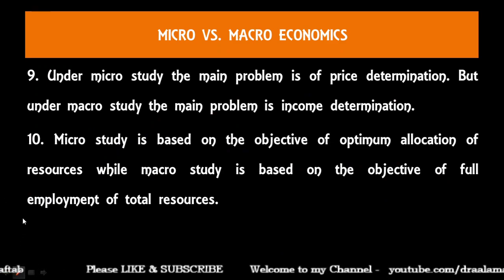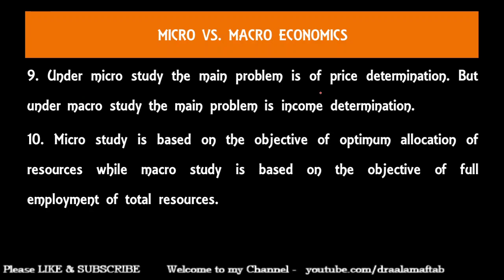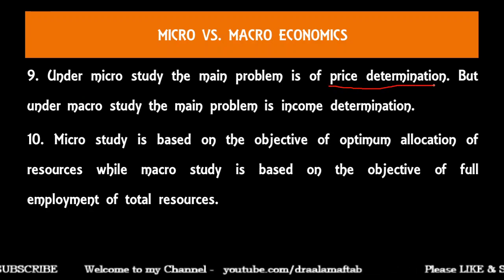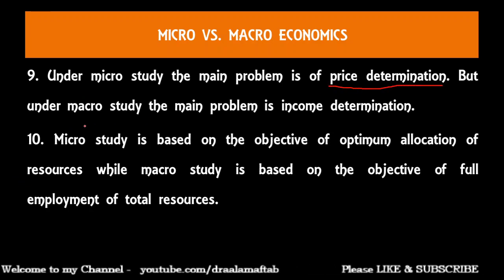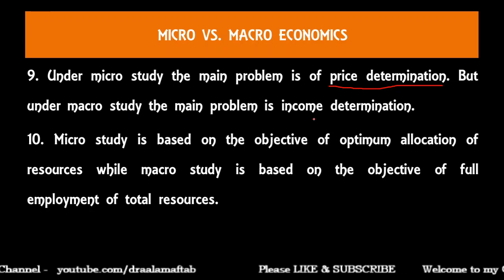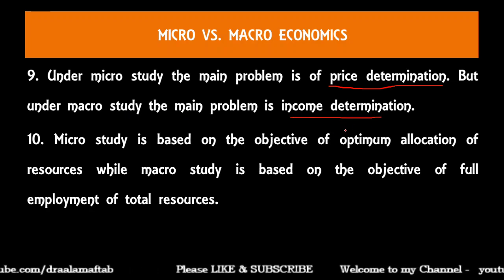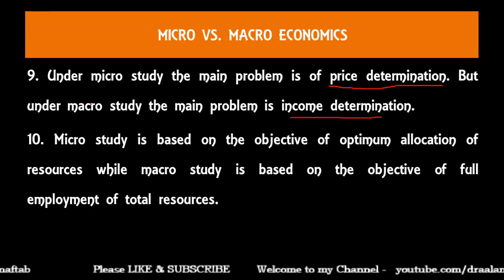Ninth one is, under micro study the main problem is of price determination, whereas under macroeconomics the main problem is income determination. So this is the ninth difference.